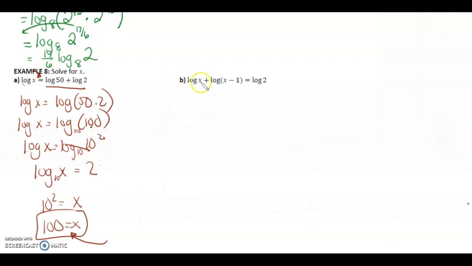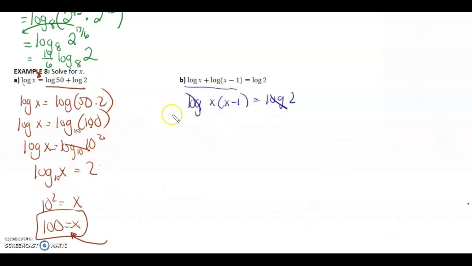So for B, we have log x plus log x minus 1 equals log 2. Let's look at this. These two can be multiplied. So log x times x minus 1 equals log 2. And then, because we have one log on each side, we can actually drop the logs right now. We could have done that in the previous question, but in the previous question, the numbers were easy to see and look for. This time they're not so easy.